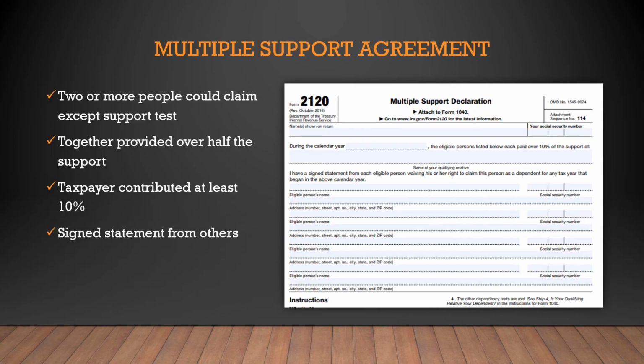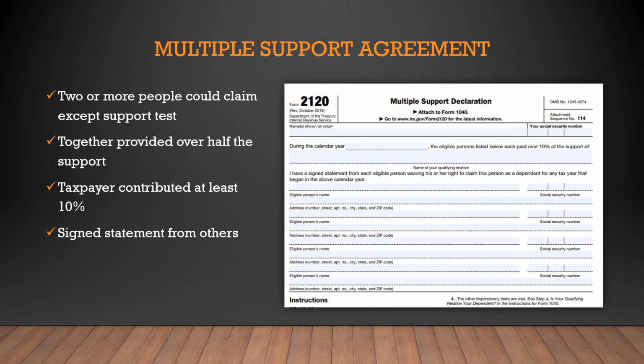And as promised, here is how a multiple support agreement works. This is often the case where siblings are supporting a parent together. They have some sort of agreement where more than one sibling contributes toward the support of a parent.